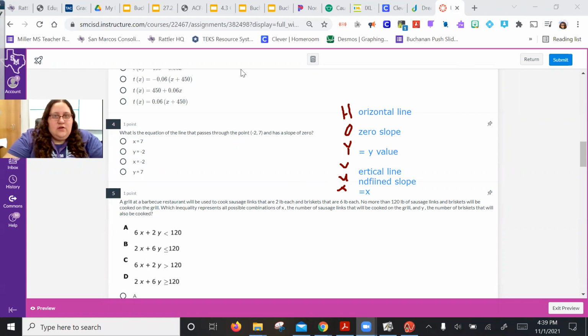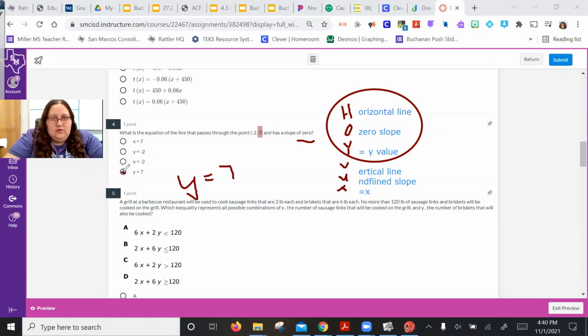So Hoy-Vux. First thing it says is 0 slope, and I'll underline that in case you didn't see it. So we find, well, 0 slope is here. That means we need y equals our y value. And my y value in an ordered pair is always the second number. So I've got my equation. It's y equals 7. So D. By remembering Hoy-Vux, we can easily figure out this is y equals 7. Okay, so that is D.